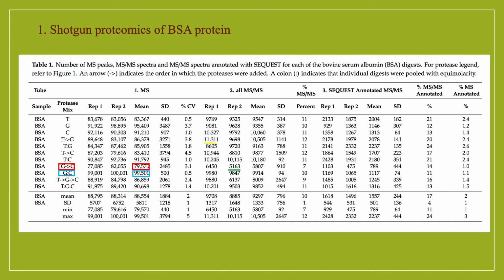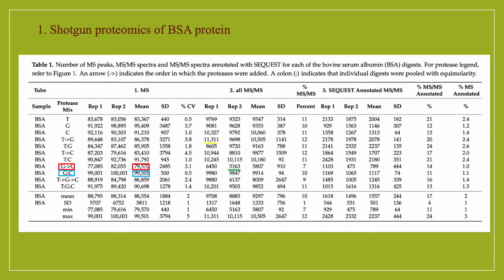First of all, we will look at shotgun proteomics of BSA. Here's a table showing the number of MS peaks, MS spectra, and the spectra annotated by the sequence program. In general, all LC-MS patterns are complex with a huge number of ions. These figures vary between 77,000 and 100,000 peaks across all replicas.